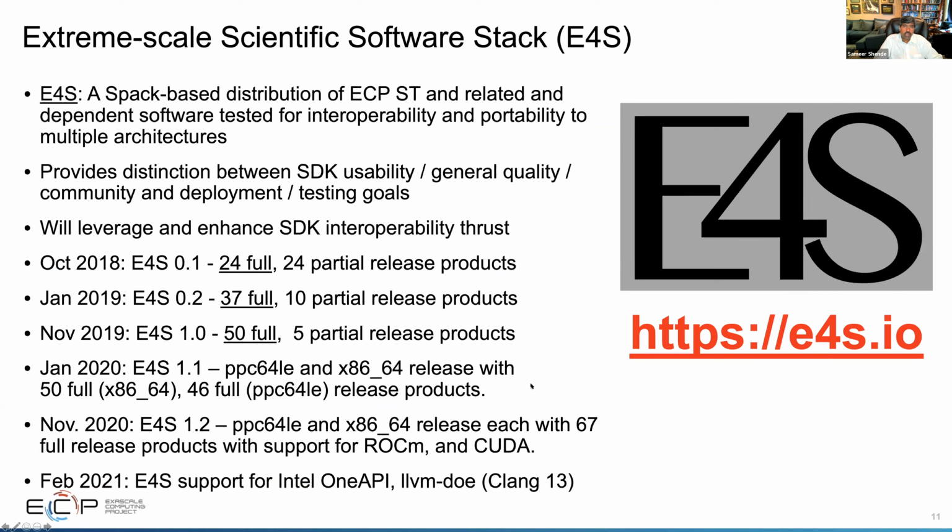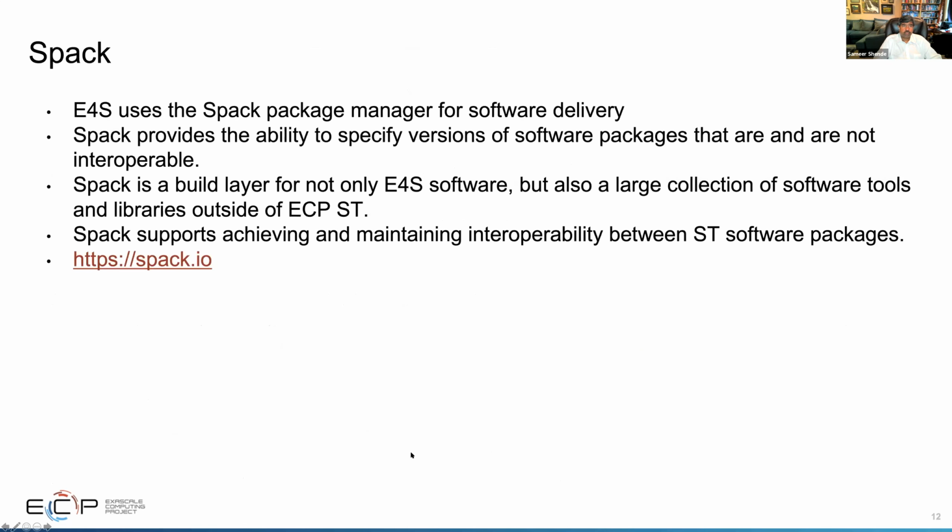We have had several releases of this curated set of packages, starting from the first release in October 2018. We just had a quarterly release in February 2021, last month. And this particular release is interesting in that it has support for Intel oneAPI and also the LLVM DOE product, which is based on version 13 of Clang and Flang compilers. We'll get to use all of these in the AWS image.